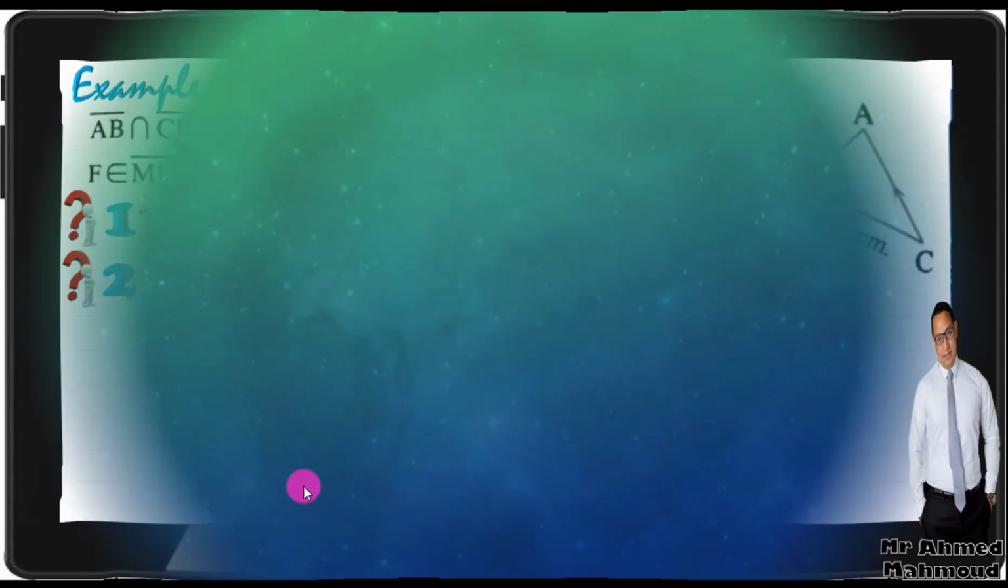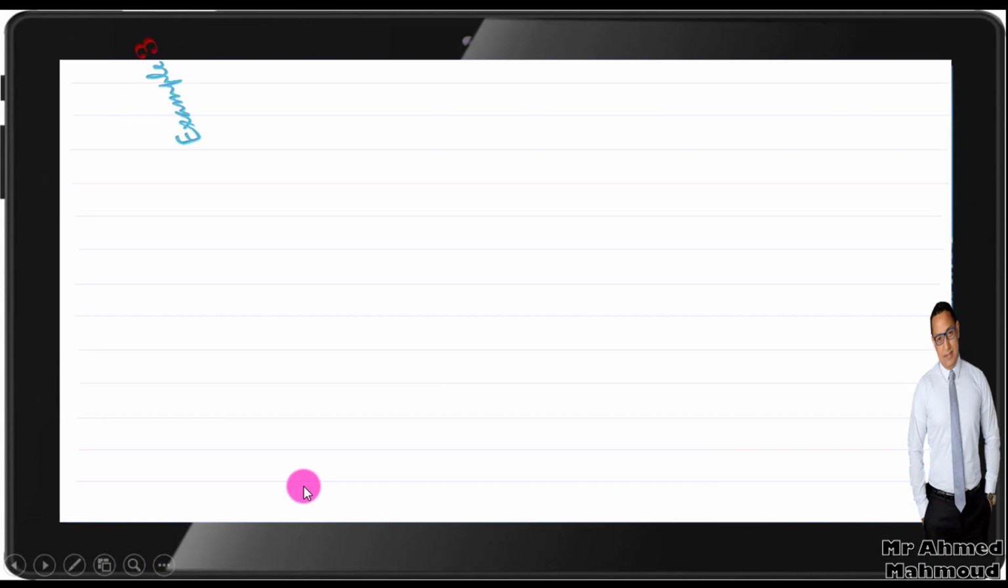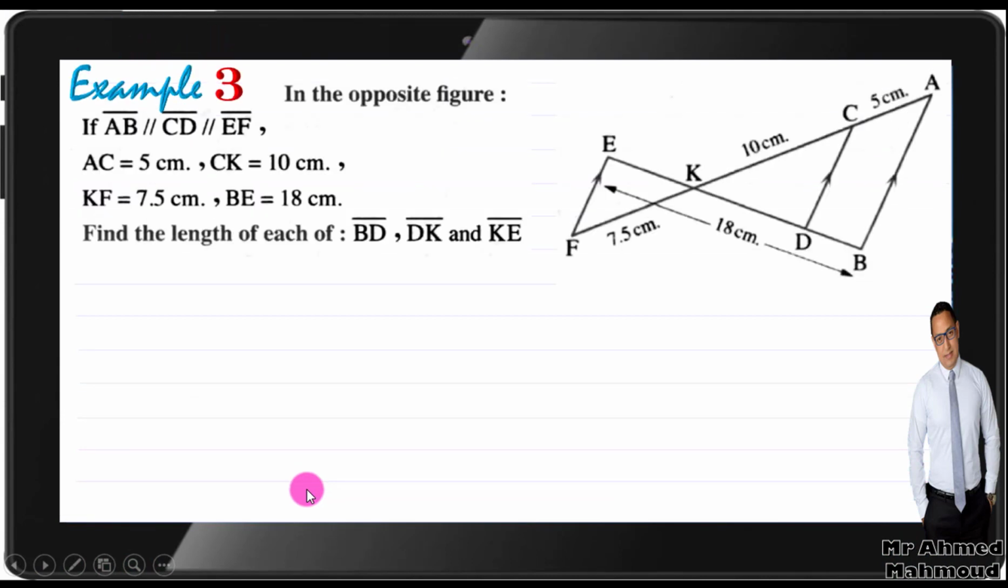Let's solve the next question. Okay, now by looking at the next question, AB parallel to CD parallel to EF, AC 5, CK 10, KF equals 7.5, BE 18. Find BD, find DK, find KE. Okay, now KE over 18 equals 7.5 over AF. Again, by looking carefully, he gave me the length of BE equals 18. Okay, I don't have EK or KD or BD, so I will use the 18.